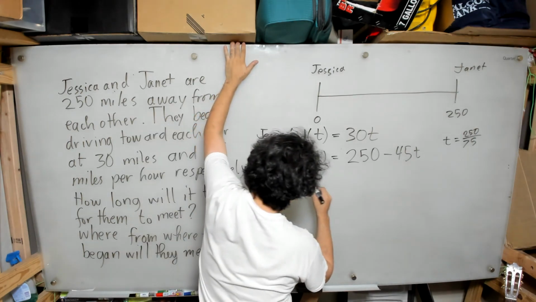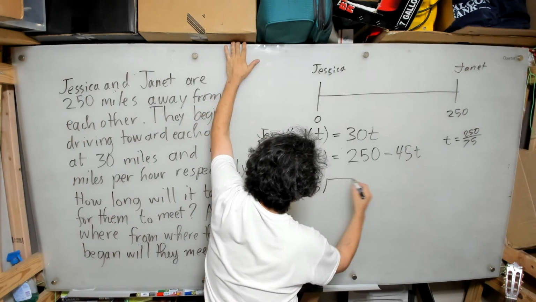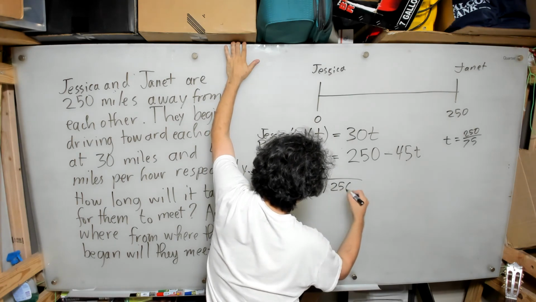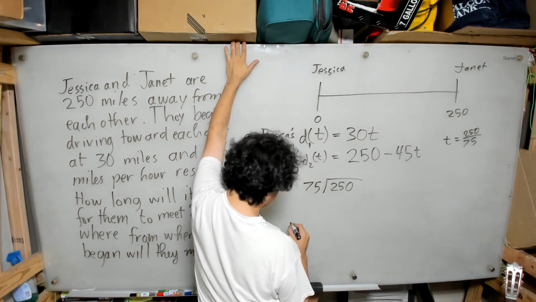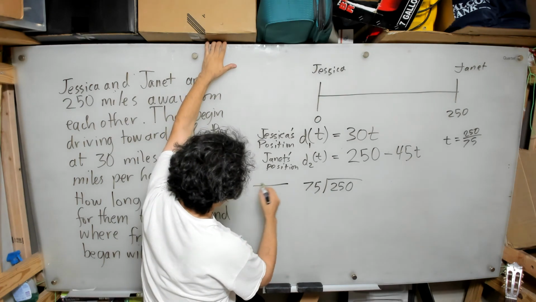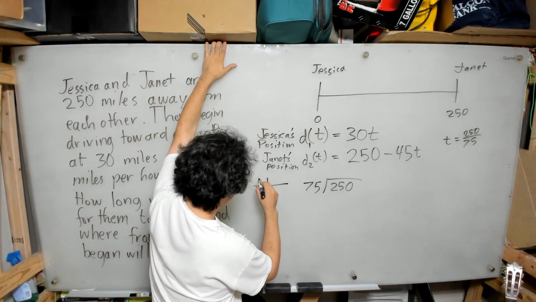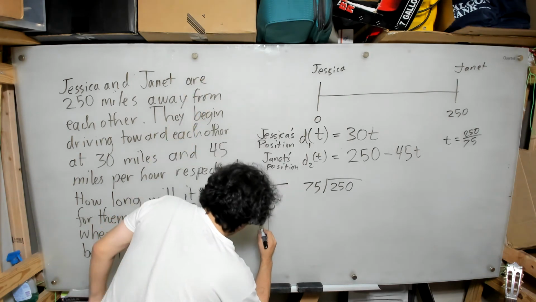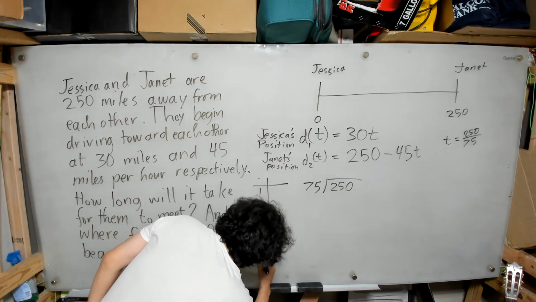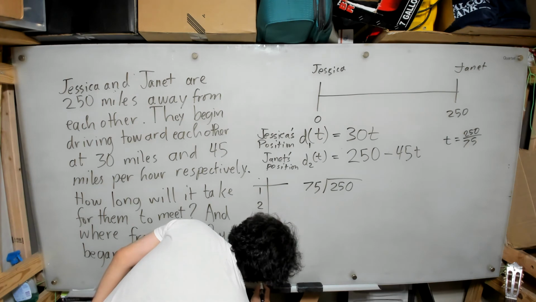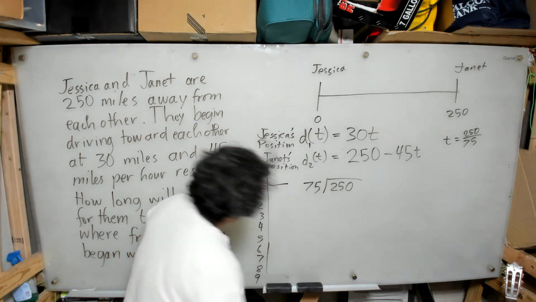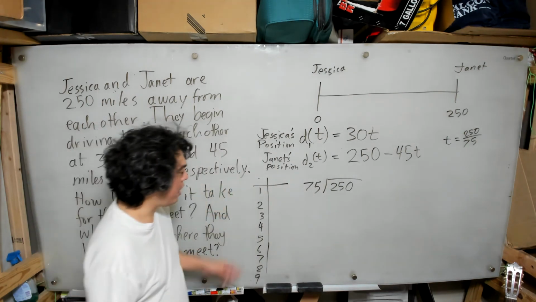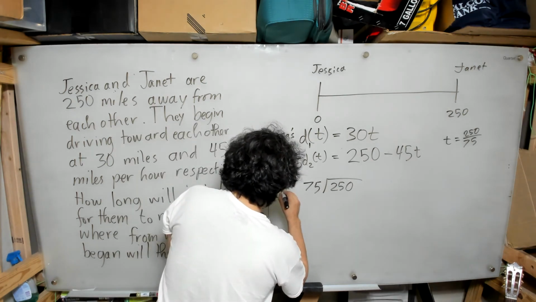So I ask myself, how many times does 75 go into 250? Okay, let's make a multiplication table for 75: 1, 2, 3, 4, 5, 6, 7, 8, and 9. And then I know 1 times 75 is 75.